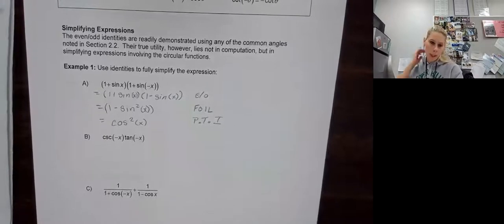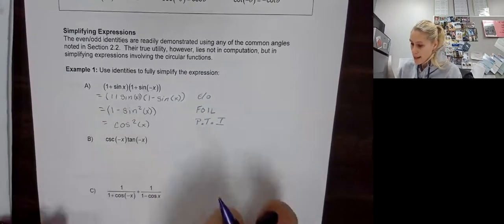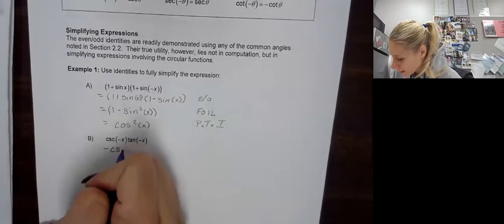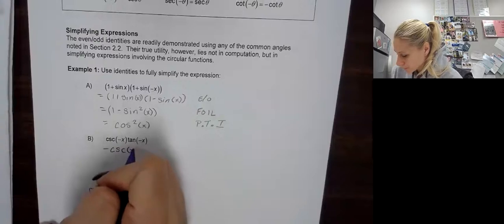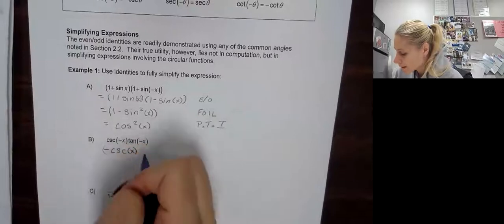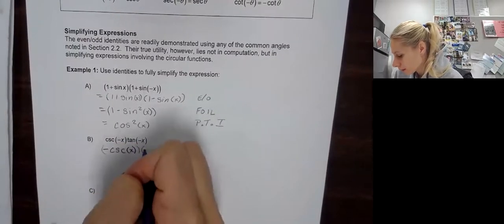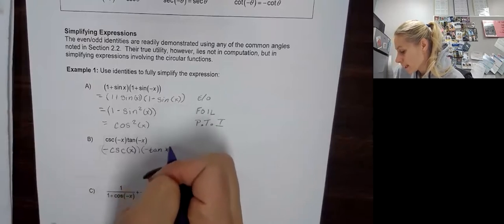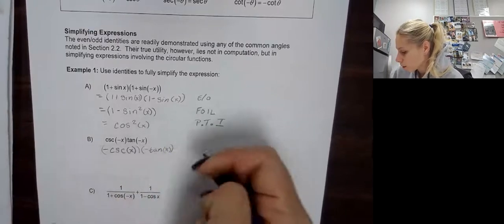So let's do the same thing with b here. So the first thing I'm going to do, because I don't like the negative x on the inside, is I'm going to use my even and odd. So cosecant is an odd function, so that gives me negative cosecant of x. And tangent is also odd. What I'm going to do, guys, is just put down this negative tangent, even though we know a negative times a negative is a positive. So we did even and odd.